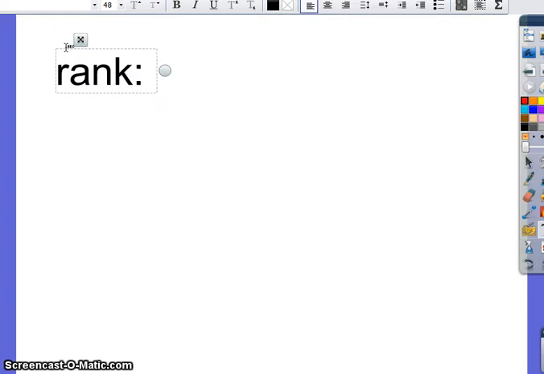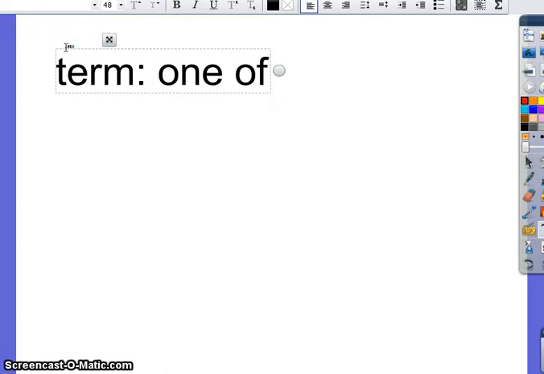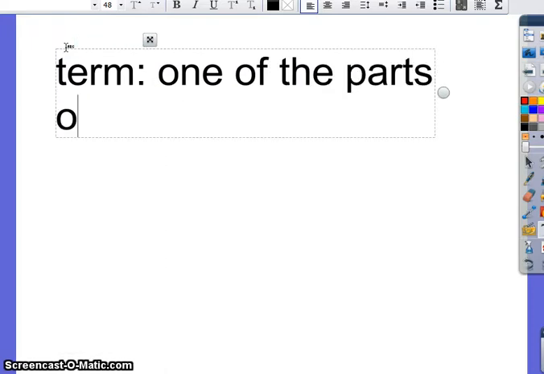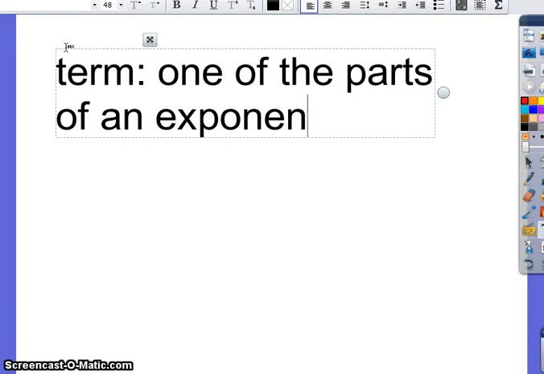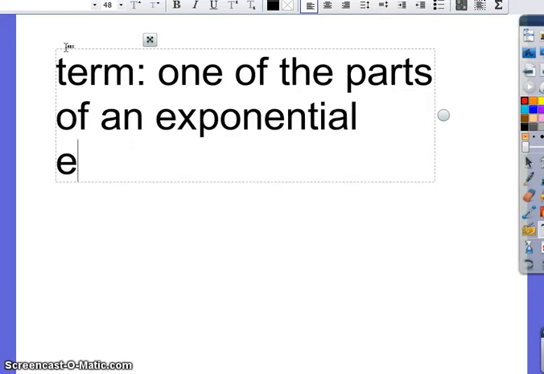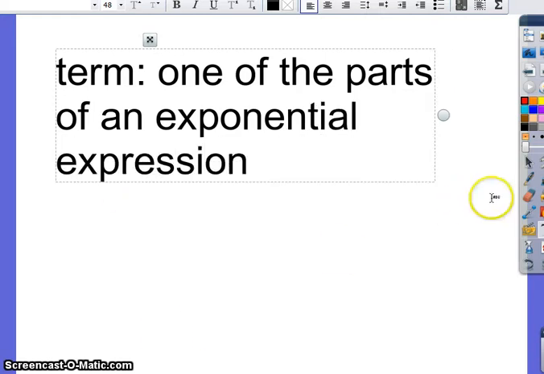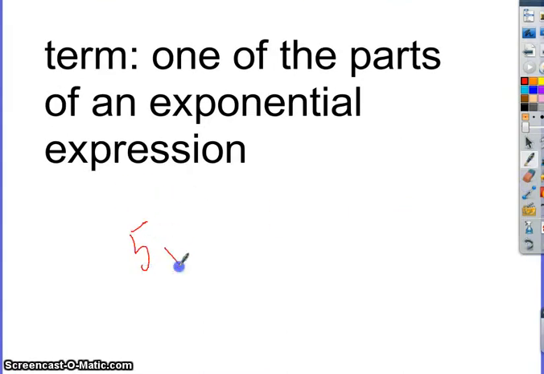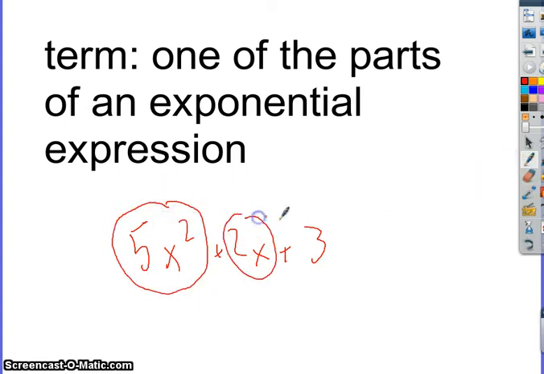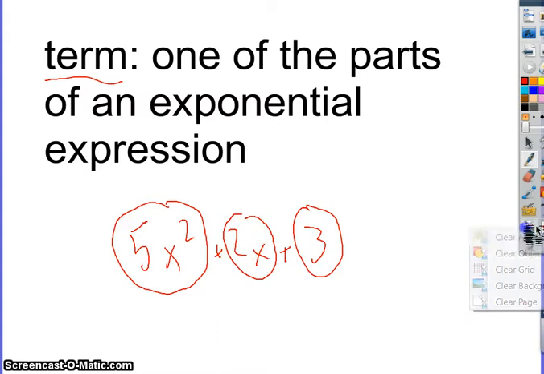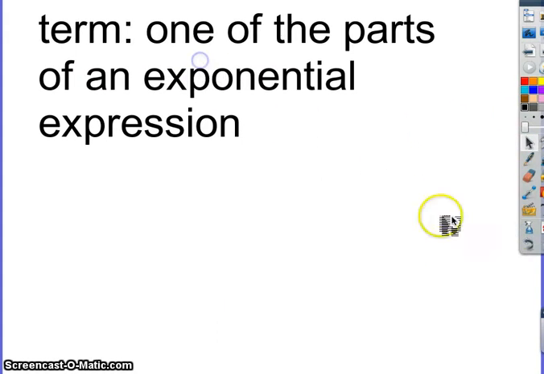The rank of a term, well, first let's start with term. This is out of order, but that's okay. A term is one of the parts of an exponential expression. So for example, if the expression was 5x squared plus 2x plus 3, there are 3 terms. Here is term 1, here is term 2, and here is term 3. So that's called a term. It's one of the parts of the expression, and each one of these is separated by a plus or a minus.